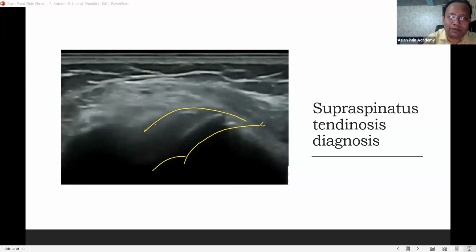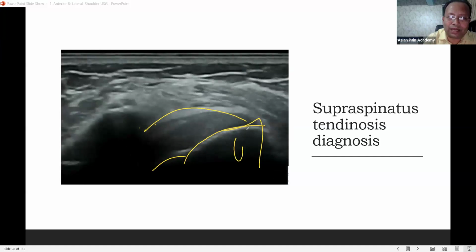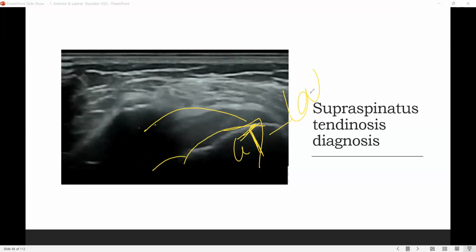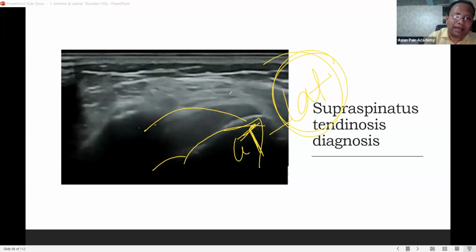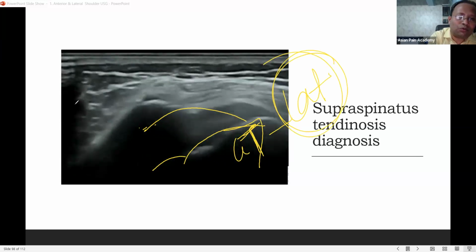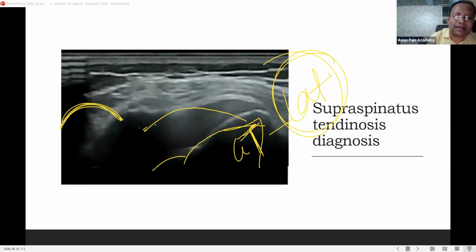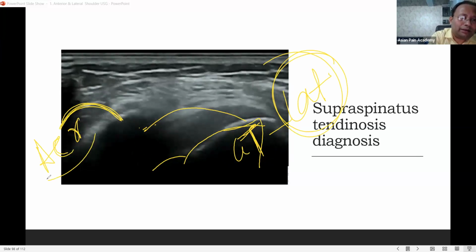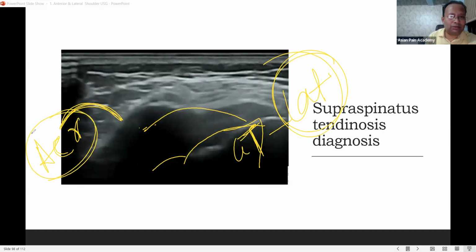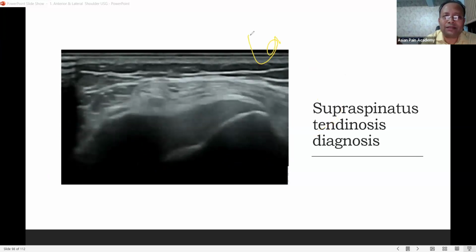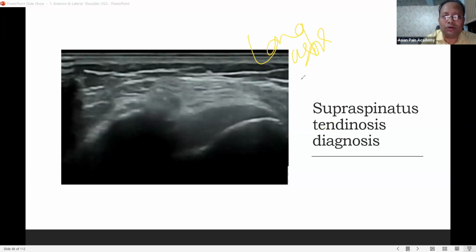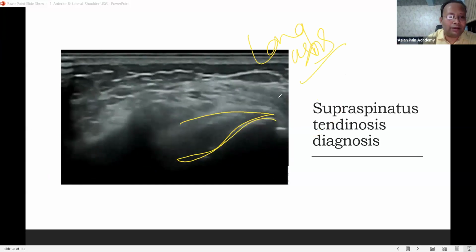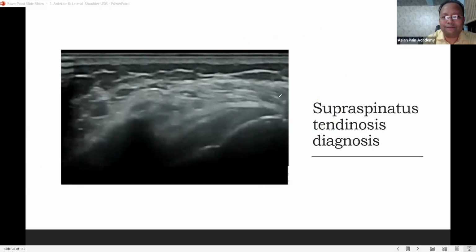If this is the bird beak appearance, then this side has to be the greater tuberosity. Greater tuberosity means this side is the lateral side. And this side, you know from where the tendon comes: under the acromion. Okay. Now try to think long axis. This is the long axis view of the supraspinatus tendon. This bird beak. Try to think.